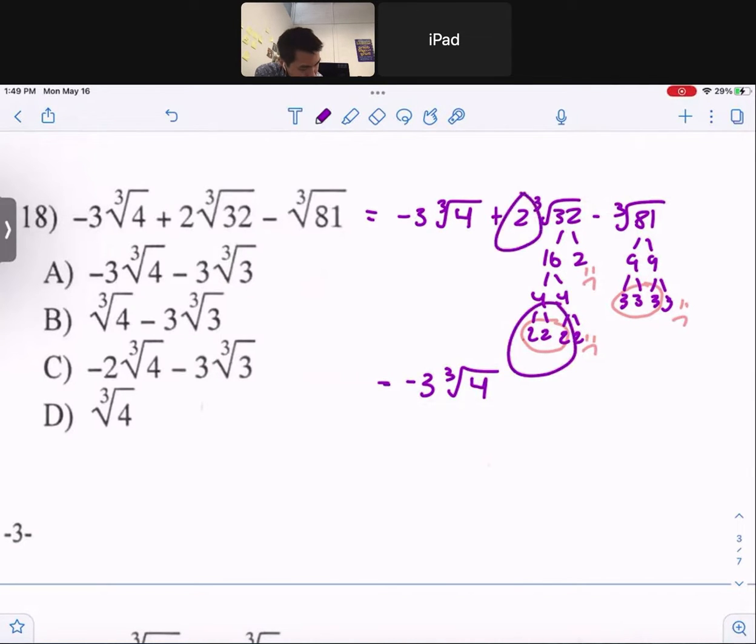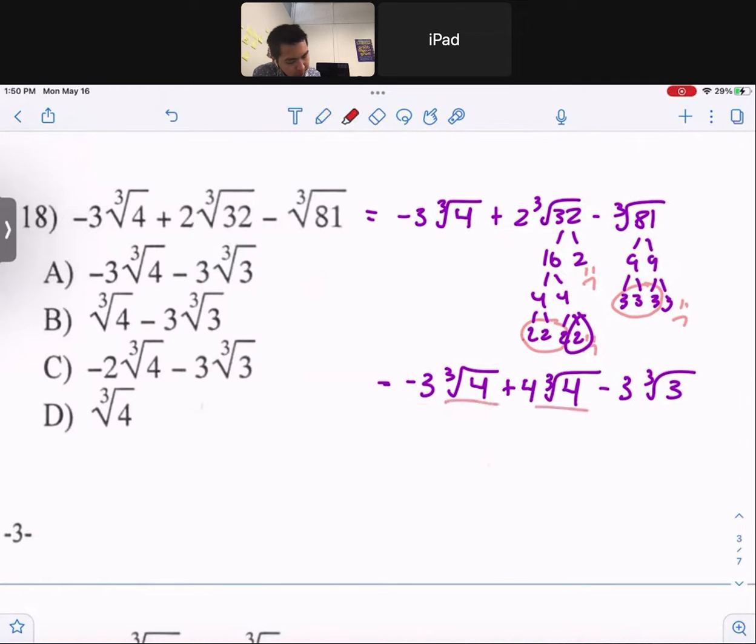This group of 2's comes on the outside, so 2 times 2 is 4, cube root of the leftovers, 2 times 2, which is 4 on the inside. And then here, these 3's come on the outside, and the leftover 3 on the inside. Remember to still keep the index. So both of these have the same radicand. So we got cube root of 4 minus 3 cube root of 3. And that's going to be B. That one is B.